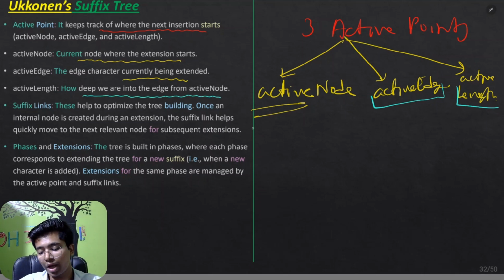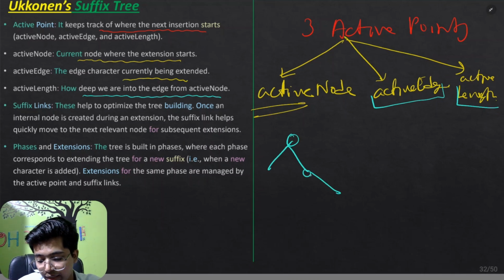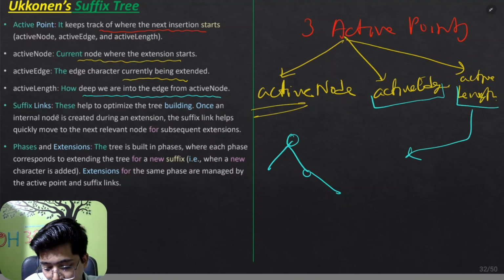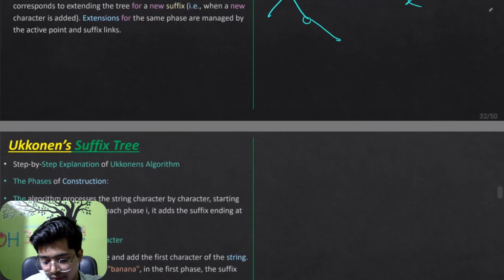And the active length: how deep we are into the edge from the active node. So how much depth we move from here, that is the active length. This is called the active length. Suffix links, as I told you, help us to optimize the tree. We have already talked about the suffix links.